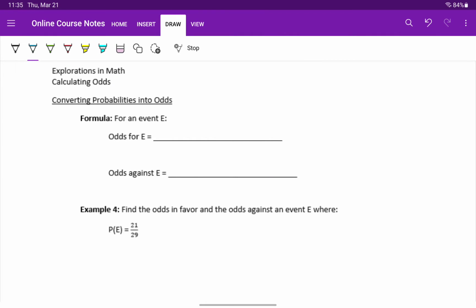We can also convert a given probability into odds in favor, odds for, or odds against. So if we know the probability, then odds for would be calculated as the probability of event E to 1 minus the probability of event E. Odds against, since that's just flipping those two values, would be 1 minus the probability of E to the probability of E.